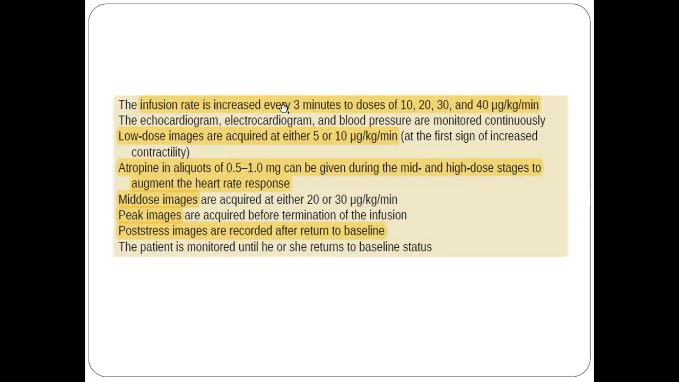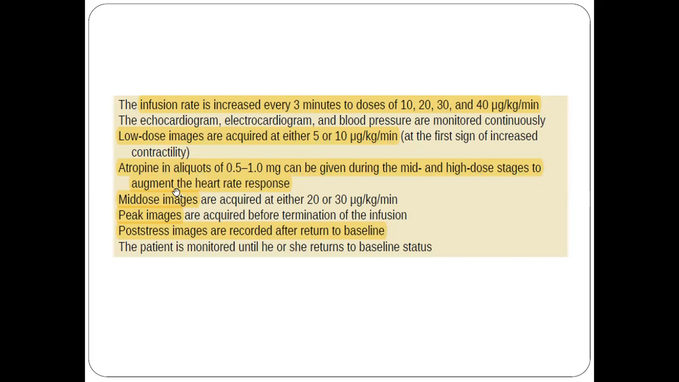The infusion rate is then increased every 3 minutes. You will check, and the infusion rate is increased from 5 micrograms per kg to 10, 20, 30, and 40. Low dose images are recorded at either 5 or 10 micrograms per kg per minute. Atropine can be given during the mid and high dose stages to augment the heart rate response.